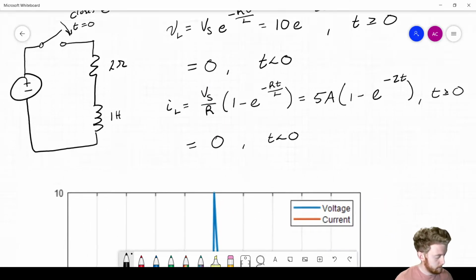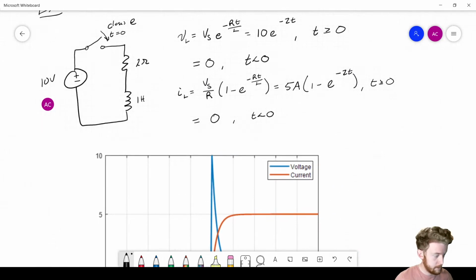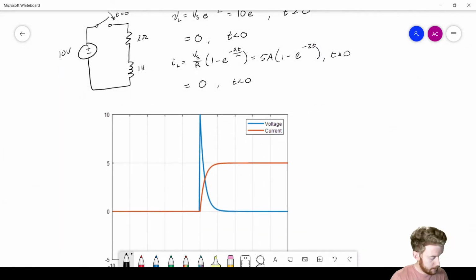Okay, so this is what we're going to see. Initially, like we said, the voltage and the current are both equal to 0 here. They're both equal to 0 before we flip that switch. Now, what happens is that whenever we flip that switch, the inductor is going to resist a change in current, so it's going to increase its voltage as high as it can go to resist that current, and then it's going to start decaying.